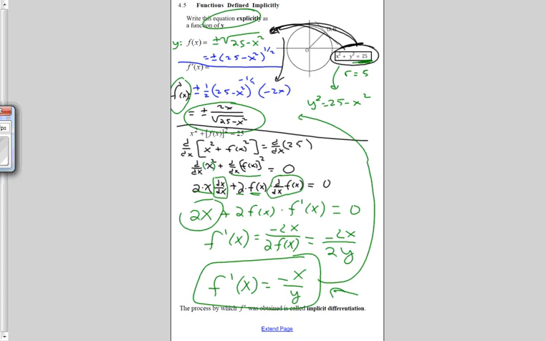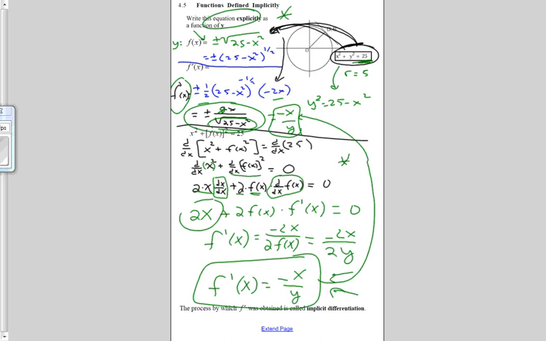Well, first of all, let's correct a mistake I made. That 2 should be gone, because the 2 here and the 1/2, that 2 should be gone. And what I notice is that this bottom, plus or minus the bottom, well, that is f of x. So this is exactly negative x over y, which is what I found here. So in both cases, I found the derivative, one where I found it explicitly and one where I found it implicitly.